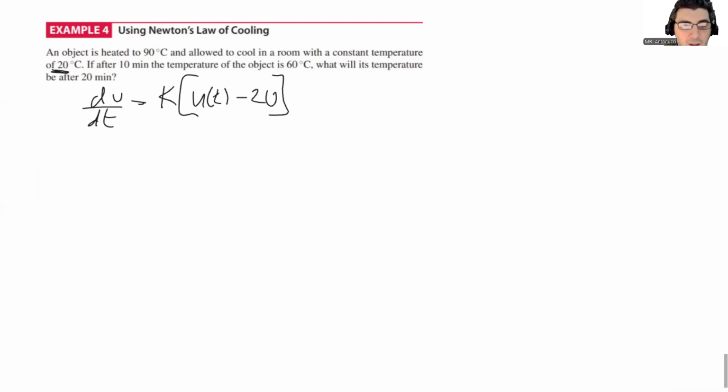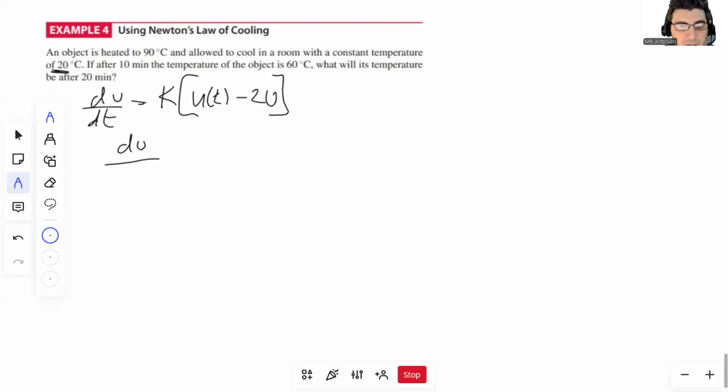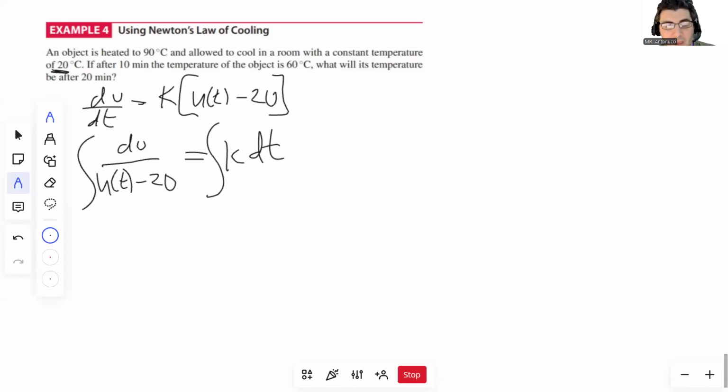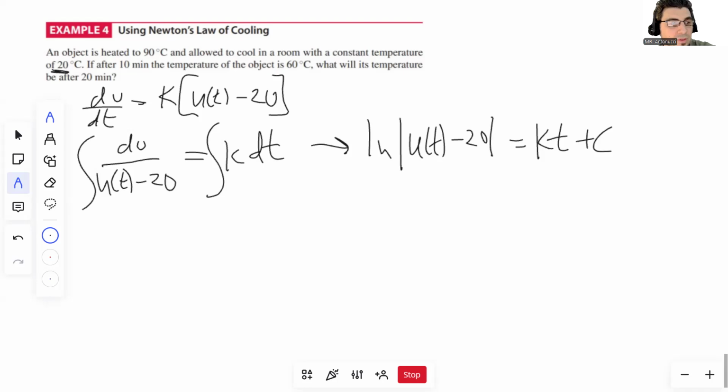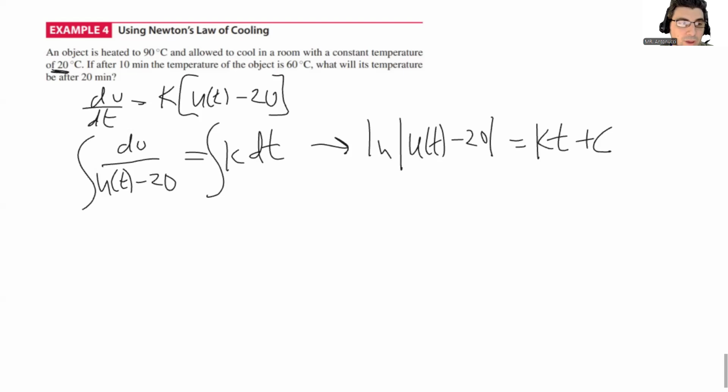All right. Separable differential equations. So du divided by (u of t minus 20) equals k dt. Then we integrate both sides. And since we proved what the formula is before, we can go straight to the answer of natural log of the absolute value of u of t minus 20 equals kt plus c.